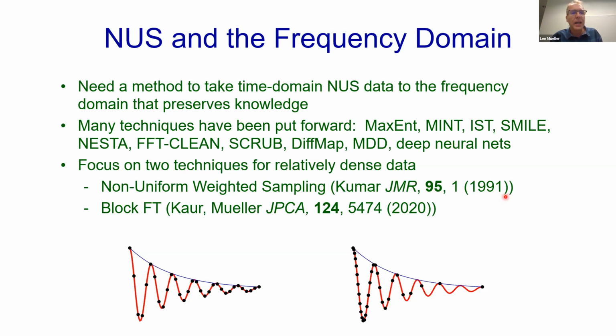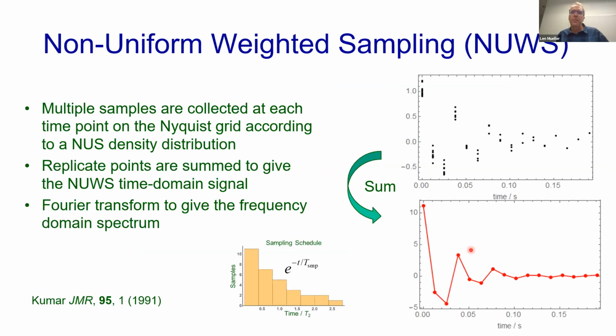Today, I want to focus on these bottom 2 techniques that I'll show you guarantee the preservation of spectral knowledge, at least when they're suitably modified. And the first is an older technique, non-uniform weighted sampling. And the second is a new technique that we've recently introduced, called the block Fourier transform. Now, both of these are applicable only to relatively dense data. So it's not a full solution to the problem, but will be of use when you have sensitivity limited experiments. Okay, under non-uniform weighted sampling, we take multiple samples at each time point on the Nyquist grid.